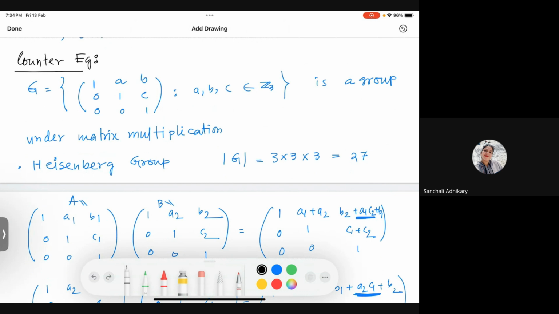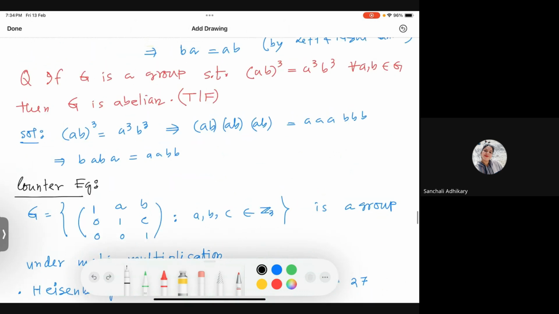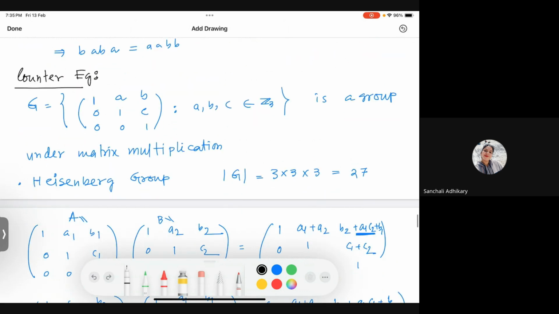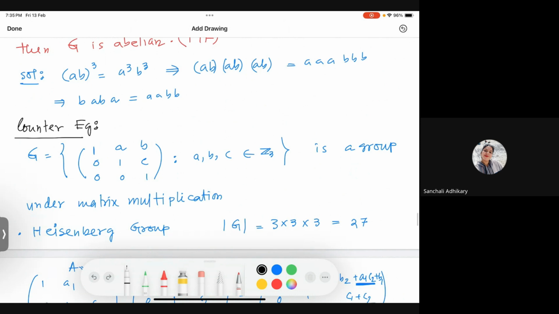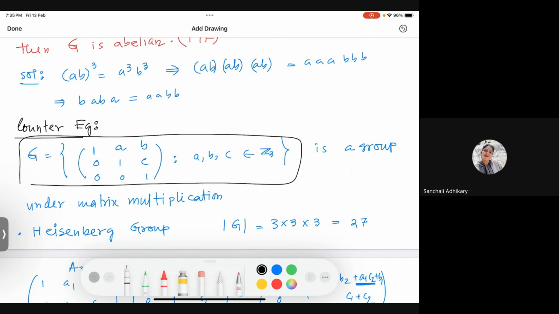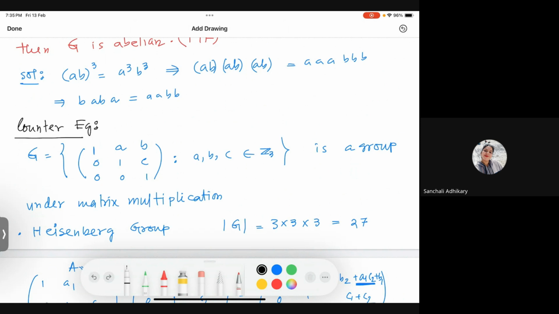But to solve this question, I think you need to take P equals 3. So I am asking, how many elements are there? Anyone? How many elements are there in G?